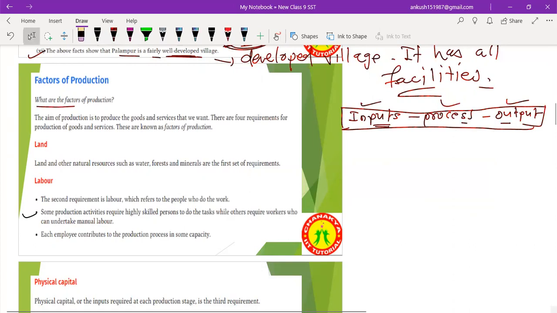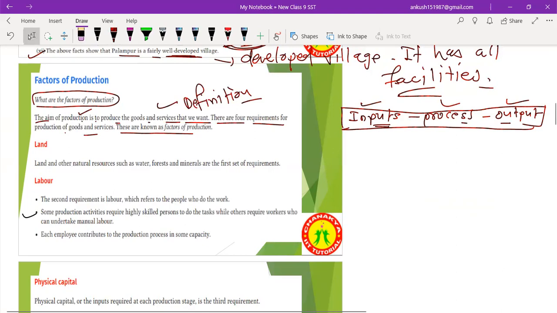Next, what are the factors of production? The aim of production is to produce the goods and services that we want. What is the use of production? To produce the goods which are really needful to us. There are 4 requirements for production of goods and services. These are known as factors of production. This is a definition that you have to write somewhere. I will be sharing the slide later on. These are the 4 factors called factors of production.